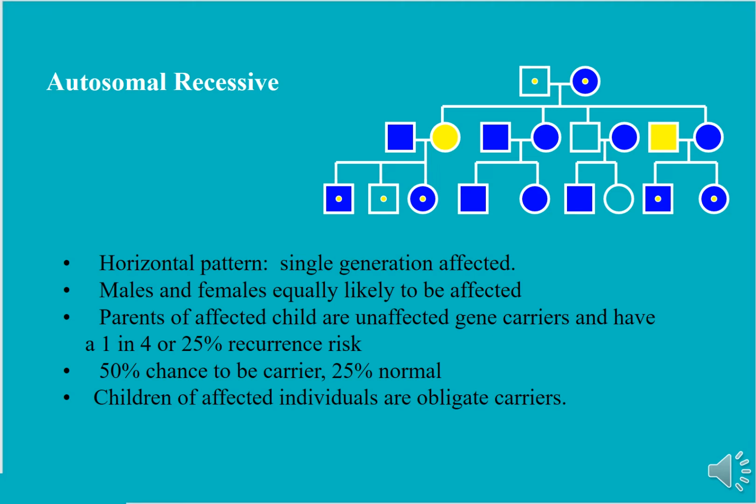When 2 carriers mate, each child has a 25% chance of being homozygous unaffected, a 25% chance of being homozygous mutant, affected, and a 50% chance of being heterozygous, an unaffected carrier. This is the probability in each pregnancy. And this is what we call the recurrence risk for a condition inherited as autosomal recessive pattern.